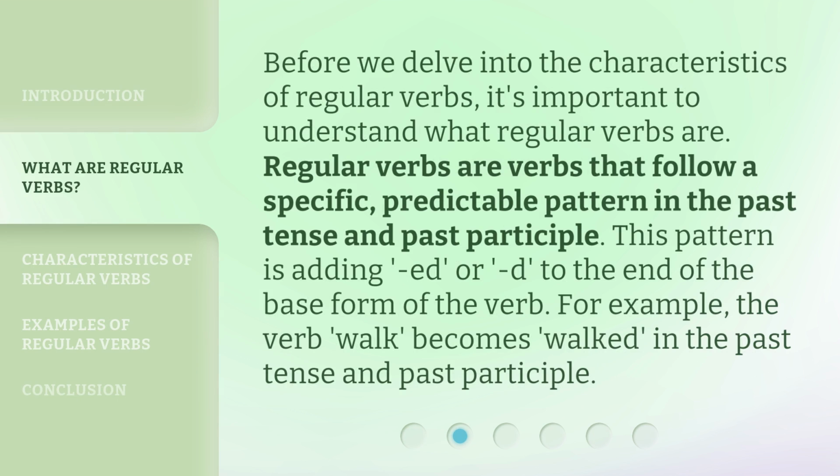Before we delve into the characteristics of regular verbs, it's important to understand what regular verbs are. Regular verbs are verbs that follow a specific, predictable pattern in the past tense and past participle. This pattern is adding ed or d to the end of the base form of the verb. For example, the verb walk becomes walked in the past tense and past participle.